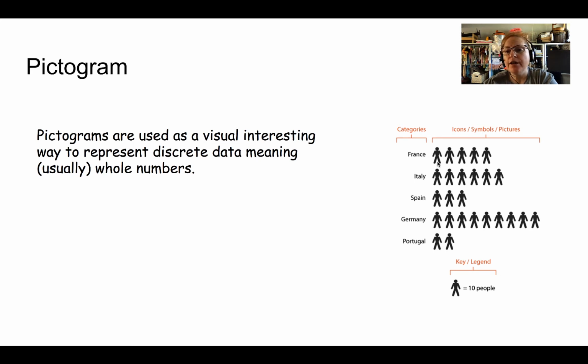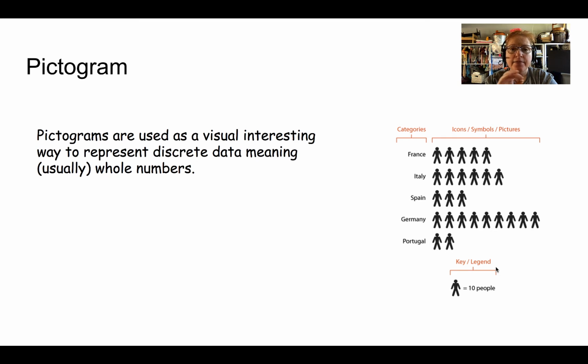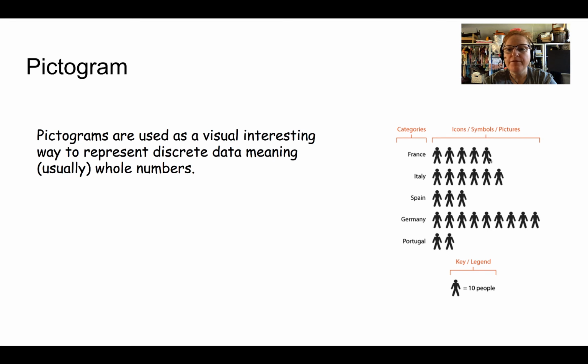As we can see right here, each one of these figures represents a certain number of people. Okay, and in pictograms that's usually the case. The visual item, here it's a little person, either represents a single person or a single object, or it can represent a specific number. Here, each of the little people represents 10 people. Okay, so according to this, there would be 10, 20, 30, 40, 50 people in France that like the color blue. In Italy, it would be 60, Spain would be 30, etc.